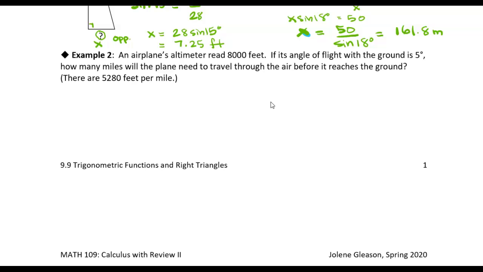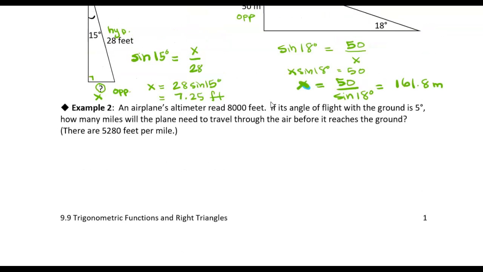Here we have an airplane. It says an airplane's altimeter reads 8,000 feet. If the angle of the flight with the ground is 5 degrees, how many miles will the plane need to travel through the air before it reaches the ground? So we have a plane at 8,000 feet, and it's coming in for a landing. I'm just going to draw one side here, 8,000 feet, which represents the height.